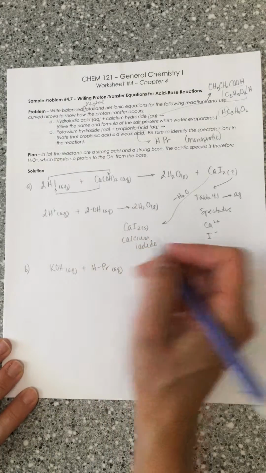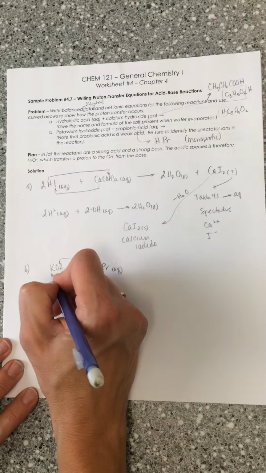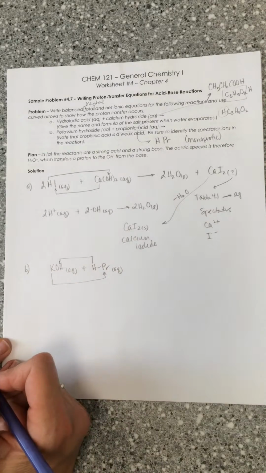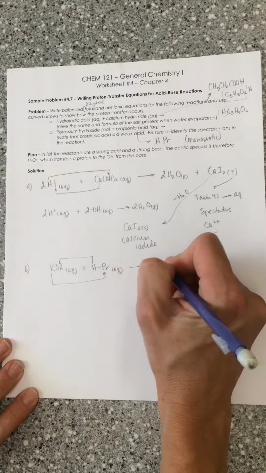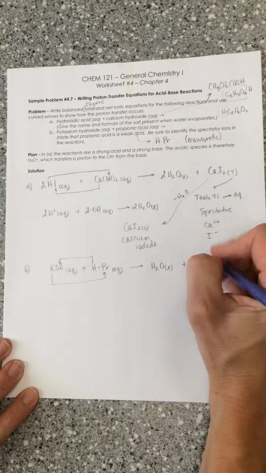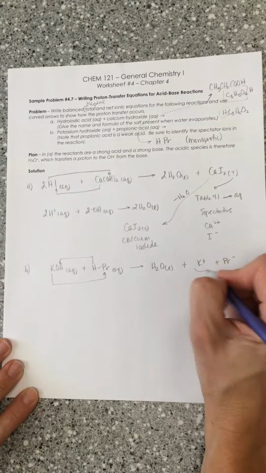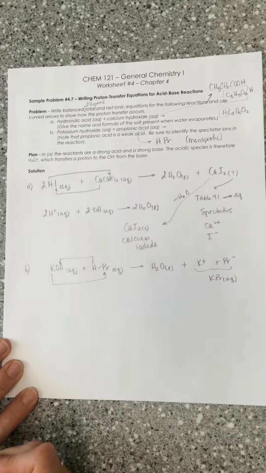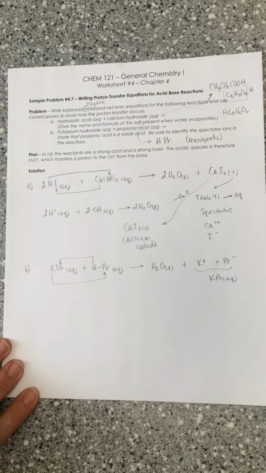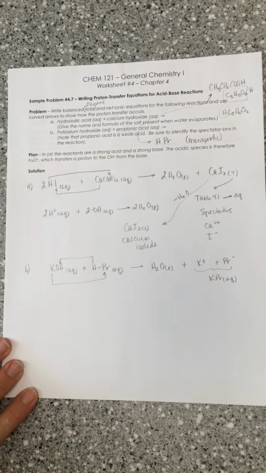All right, aqueous. Show new partners. H goes with OH. K goes with our PR. So again, we're going to make H2O, and then K+ and PR minus, which again we could write as KPR aqueous. Okay, so what is different here, though? So this would be our balanced molecular equation.